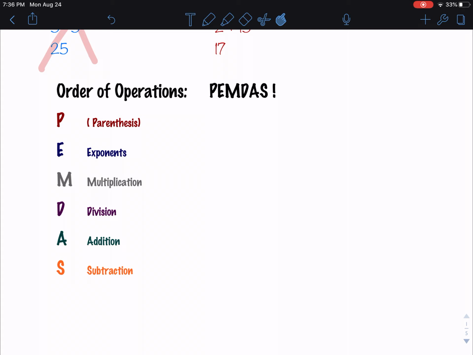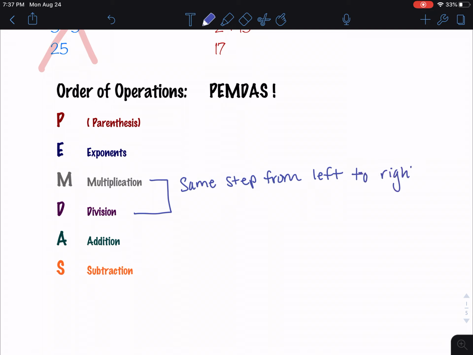Within order of operations, we are actually able to do multiplication and division in the same step from left to right. The reason why we are able to do this is because multiplication and division essentially are the same operation. For example, 10 divided by 2 is the same thing as 10 times 1/2 or 10 times 0.5.